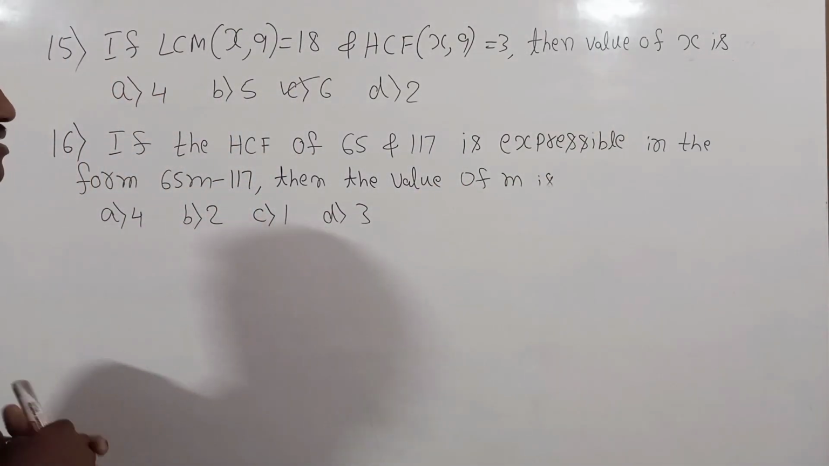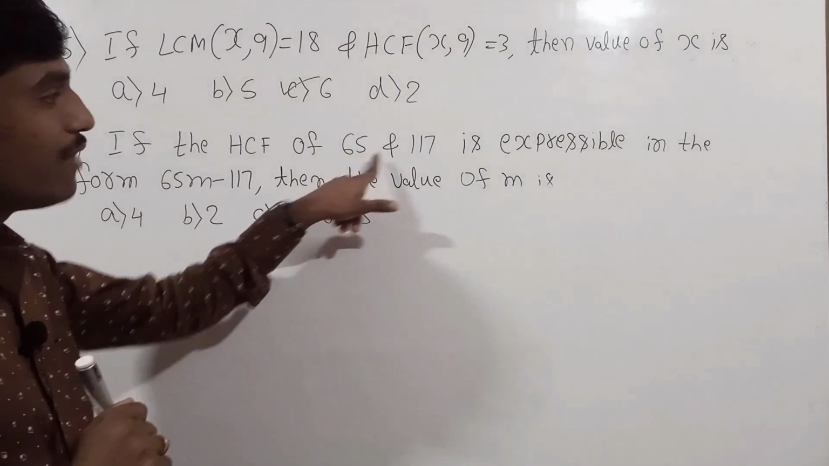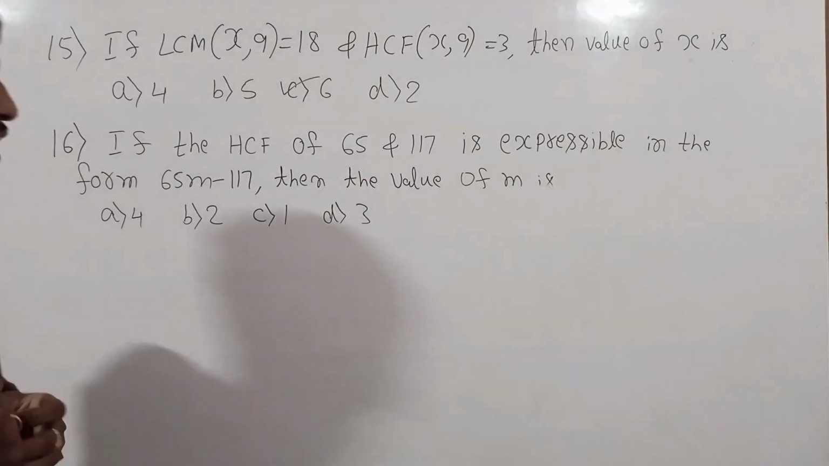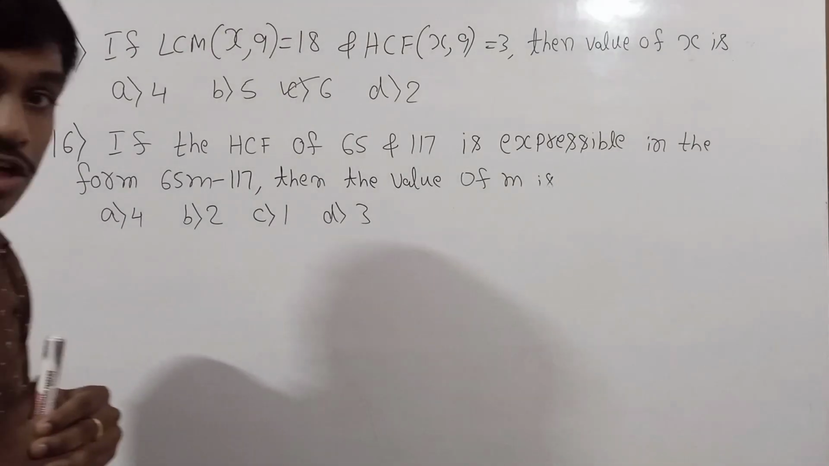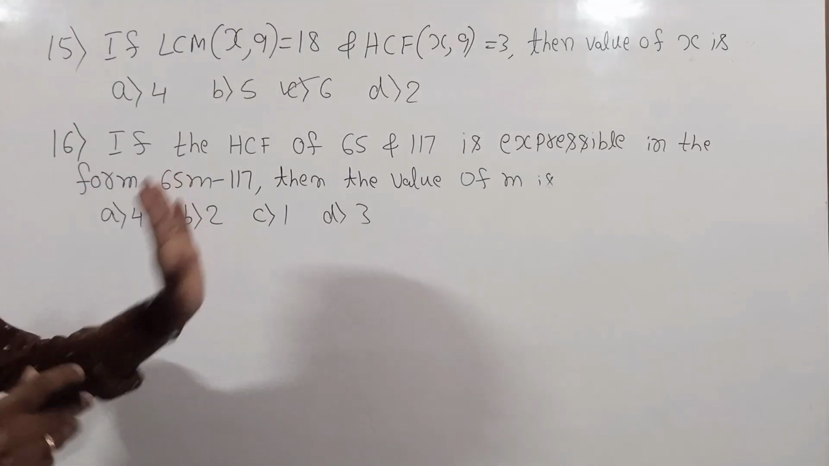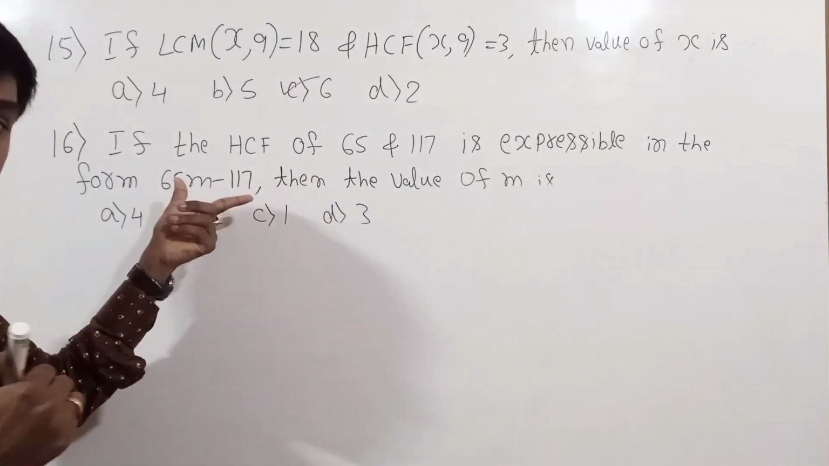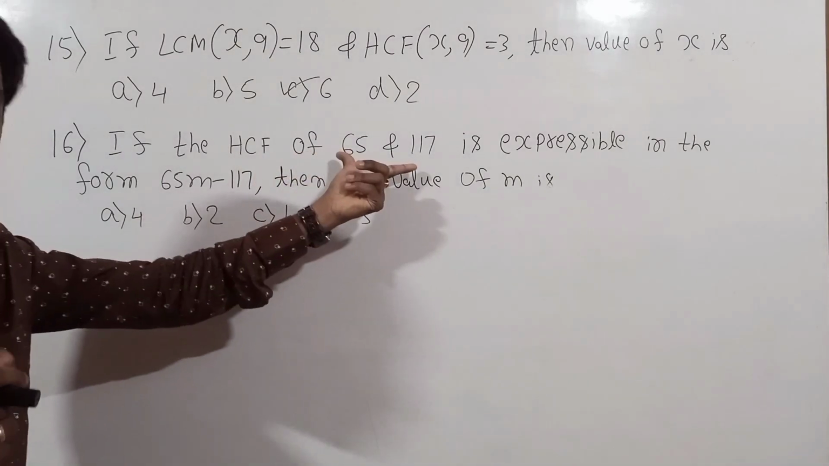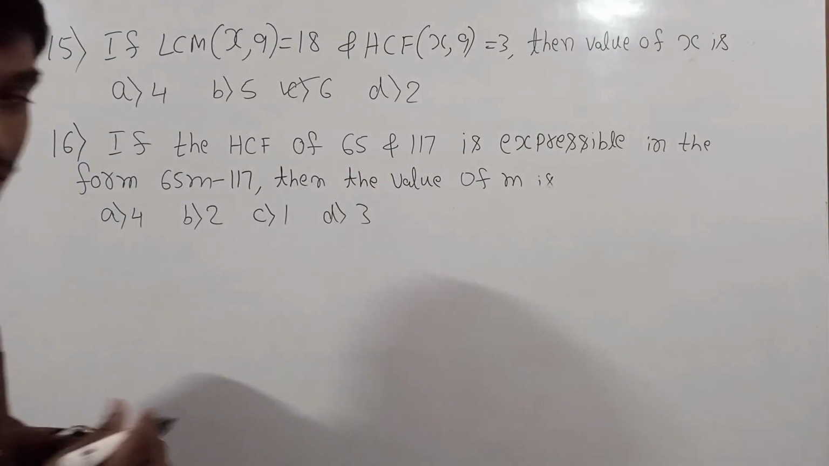So the next question is, if the HCF of 65 and 117 is expressible in the form 65m minus 117, then what is the value of m? So we need to find the value of m. If you can express the HCF of these numbers in this form, that means we have to equate this with the HCF of these two. For that, first we need to find the HCF of 65 and 117.